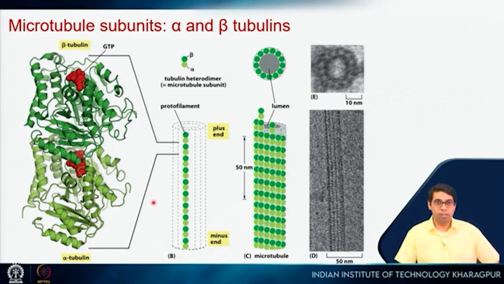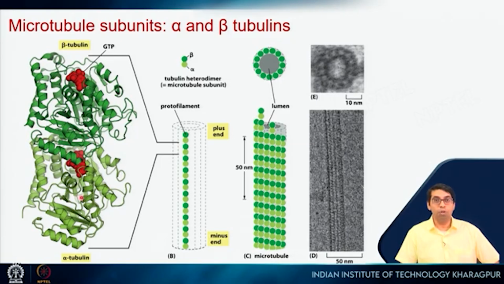So, here is the structure of a microtubule. As I mentioned, microtubule is made up of two types of monomers. One is called the alpha monomer, the other one is called the beta monomer. So, alpha tubulin and beta tubulin. Here are the structures of the alpha tubulin and beta tubulin, and you can recognize the alpha helices and the beta strands in these two monomers. What we have here in red is a GTP which is bound to this alpha tubulin and beta tubulin.